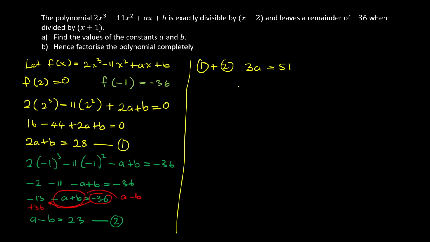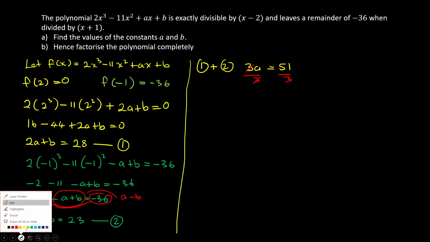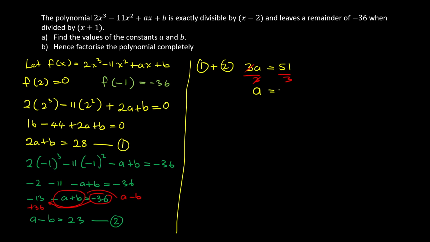So now if we divide both sides by 3, the 3 cancels off, and we are left with a on the left side. So a is equal to 51 divided by 3, which is 17. So we've solved for a now. So now let's put a equal to 17 into equation 2.